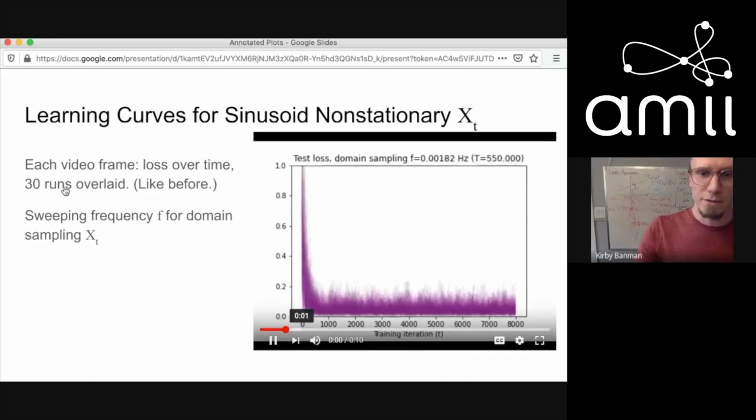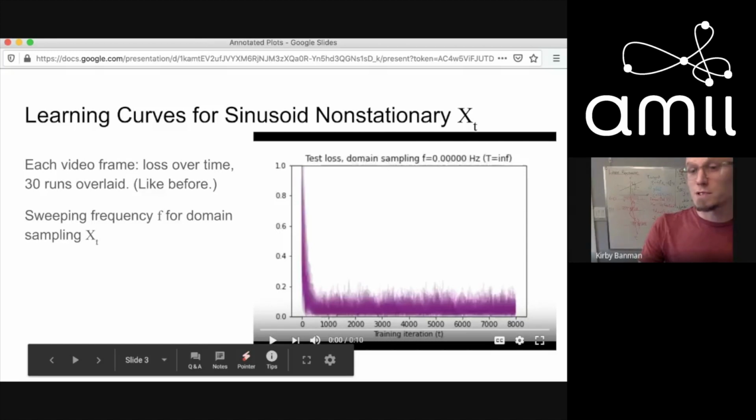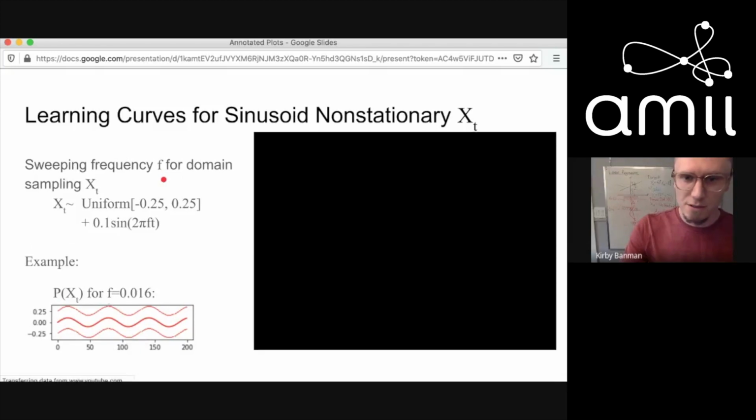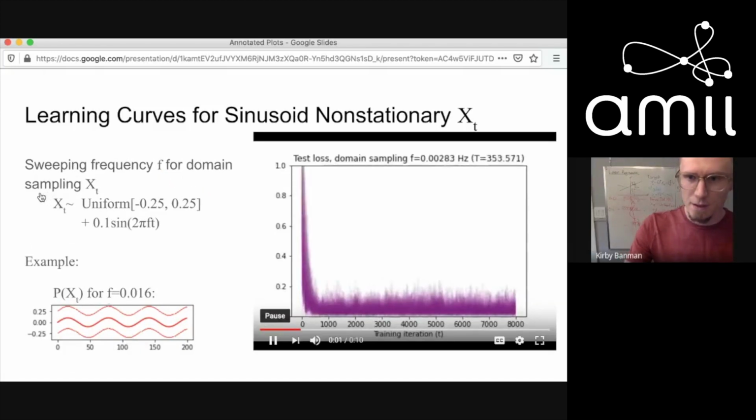At the very beginning, pause here. At the very beginning, we have frequency of 0, infinite period. It's exactly the non-stationary form. For small frequencies, in fact, I'll switch to the next slide because it is a bit more clear. For small frequencies, this is changing very, very slowly. The domain distribution is drifting very slowly, so it's not surprising that the same momentum and learning rate can sort of cope with it. They can drift sufficiently fast to keep up with the changing loss.